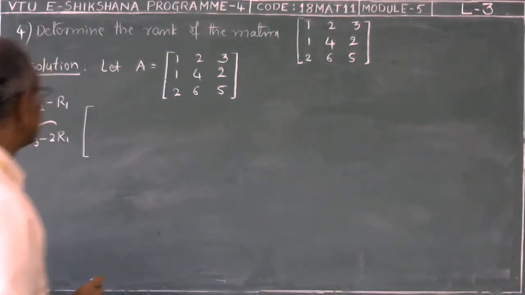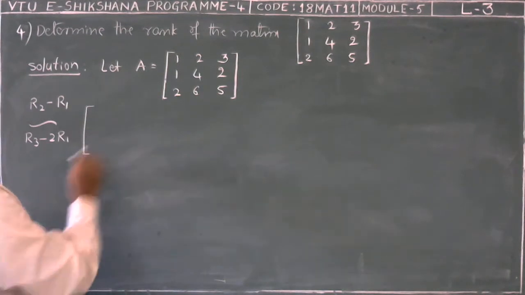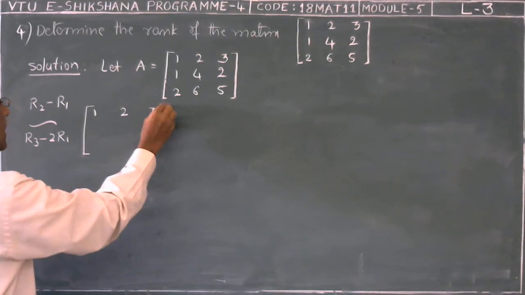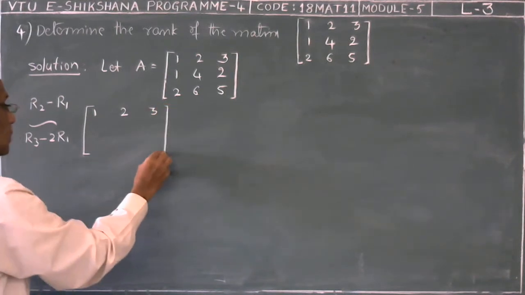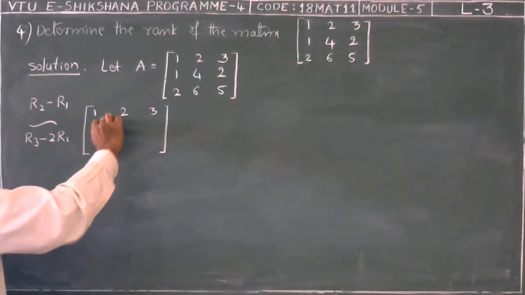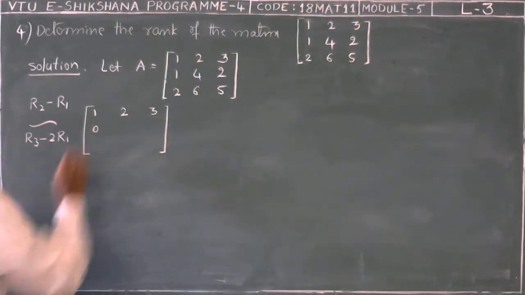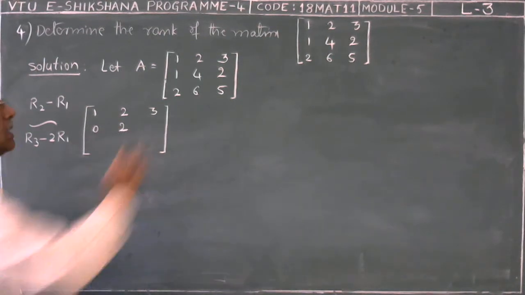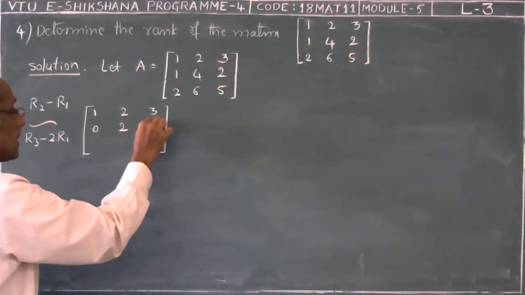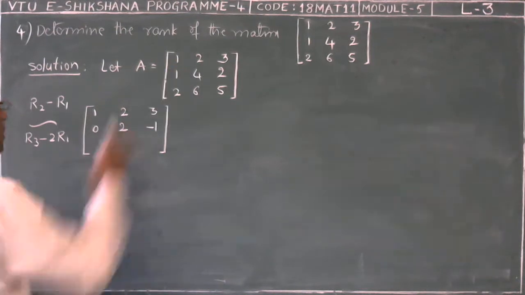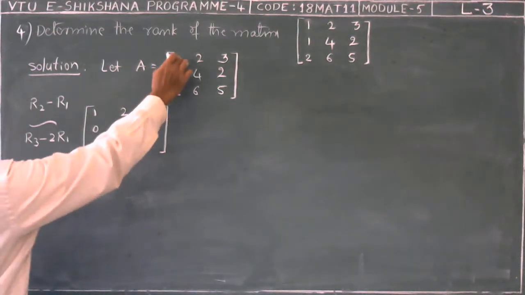we are going to get another equivalent matrix. The first row is being used, so don't disturb this. 1, 2, 3. Then subtracting R1 from R2. So, 1 minus 1, 0. 4 minus 2 is 2. 2 minus 3 is minus 1. So 0, 2, minus 1.